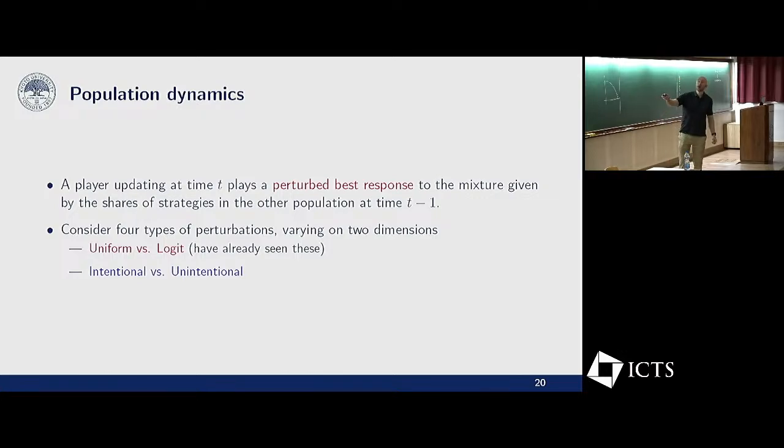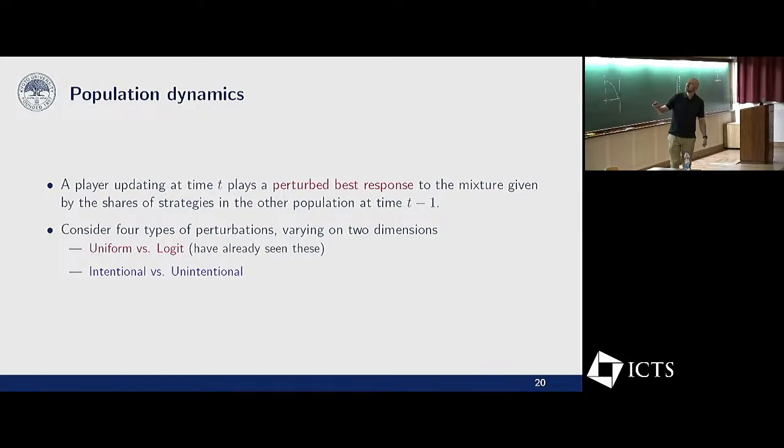Now, a player who updates at time t is going to play a perturbed best response, as yesterday, to the mixture given by the shares of strategies in the other population at time t minus 1. Again, this takes us back to the first lecture yesterday where we're saying, okay, mixtures can be understood as facing a population. I don't know who I'm going to play, but I know the shares. So I kind of know the probability with which I'd be likely to face a given strategy from the person I match with in the other population.